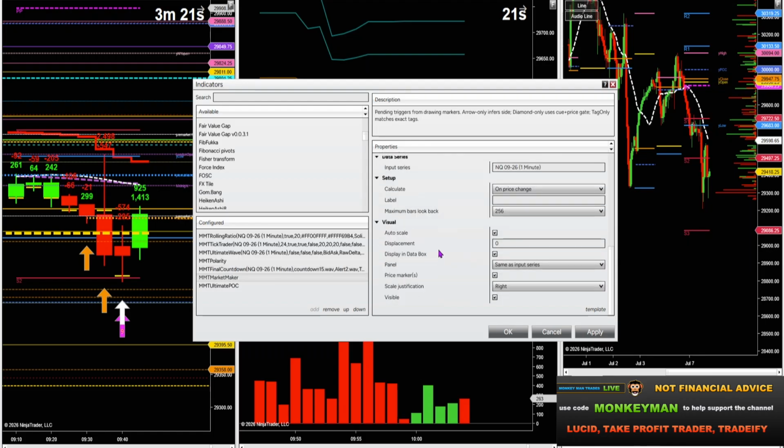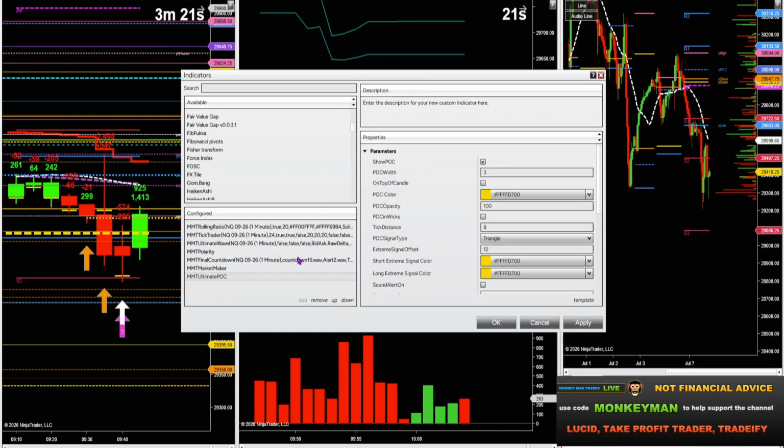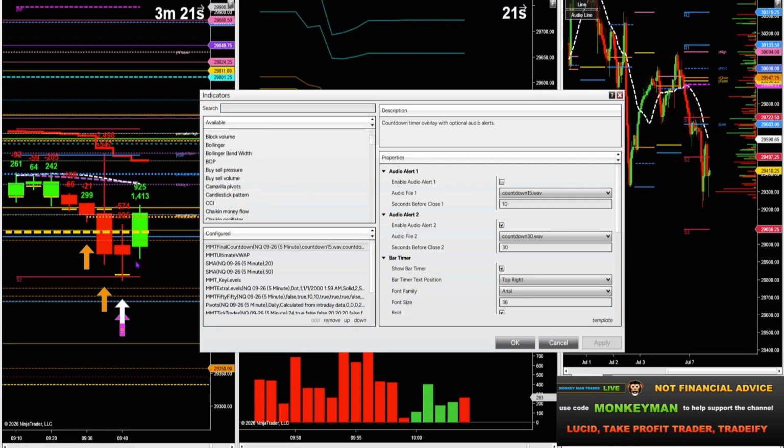Got the market maker on the charts, giving me these chart buttons so I can easily get into market orders right on the chart there. Then I've got the ultimate POC. It is not on top of the candle, so the POC just pops out when it's up in the wicks. For the 5-minute chart, got the final countdown on the chart. There's my 30-second alert before every 5-minute candle closes.